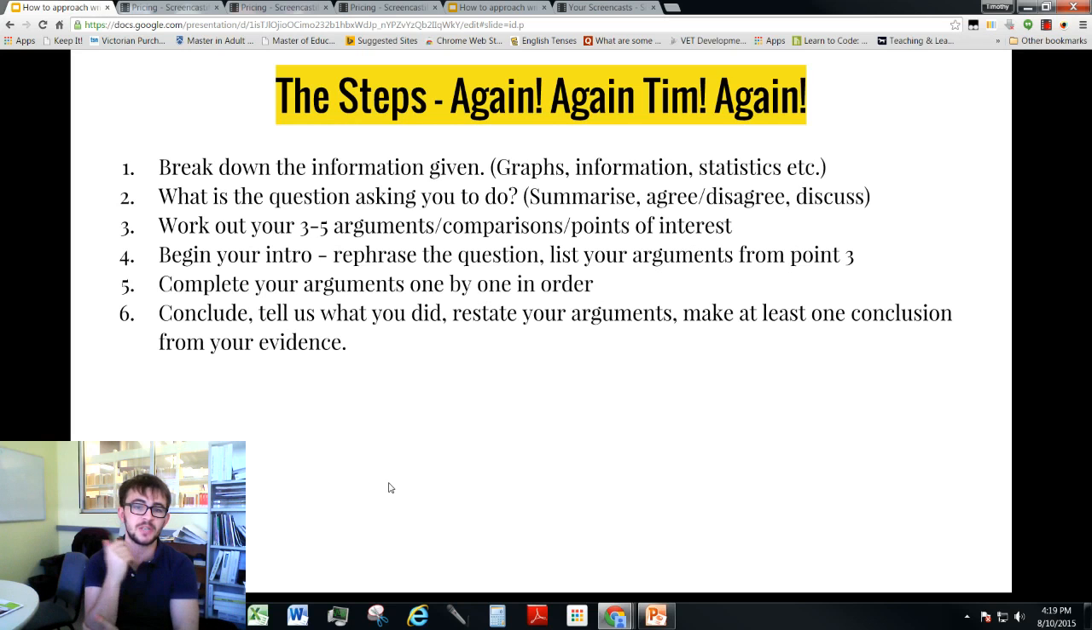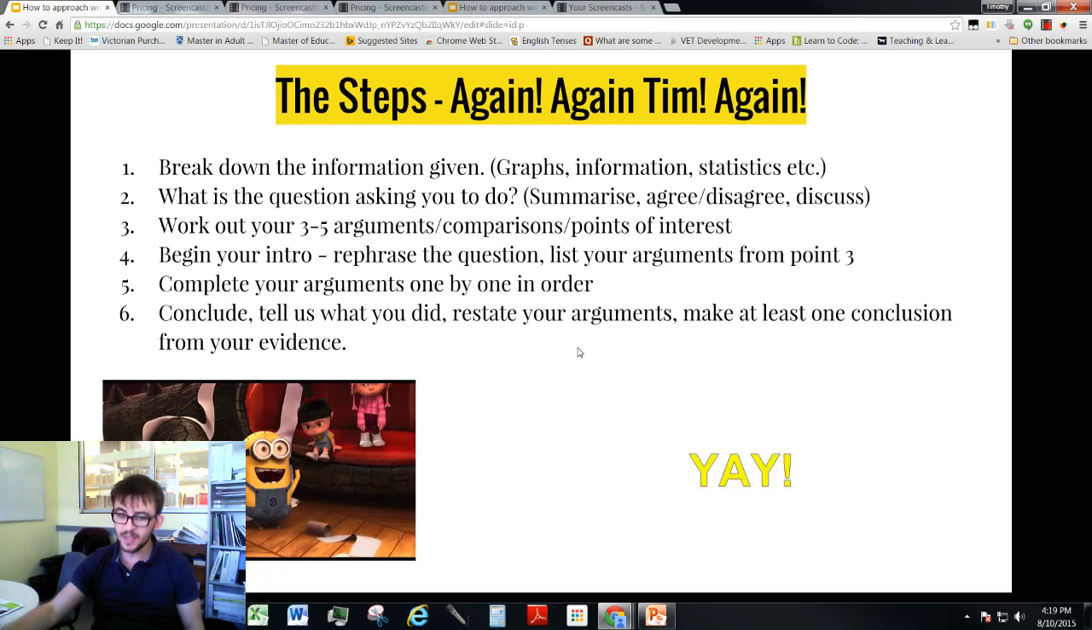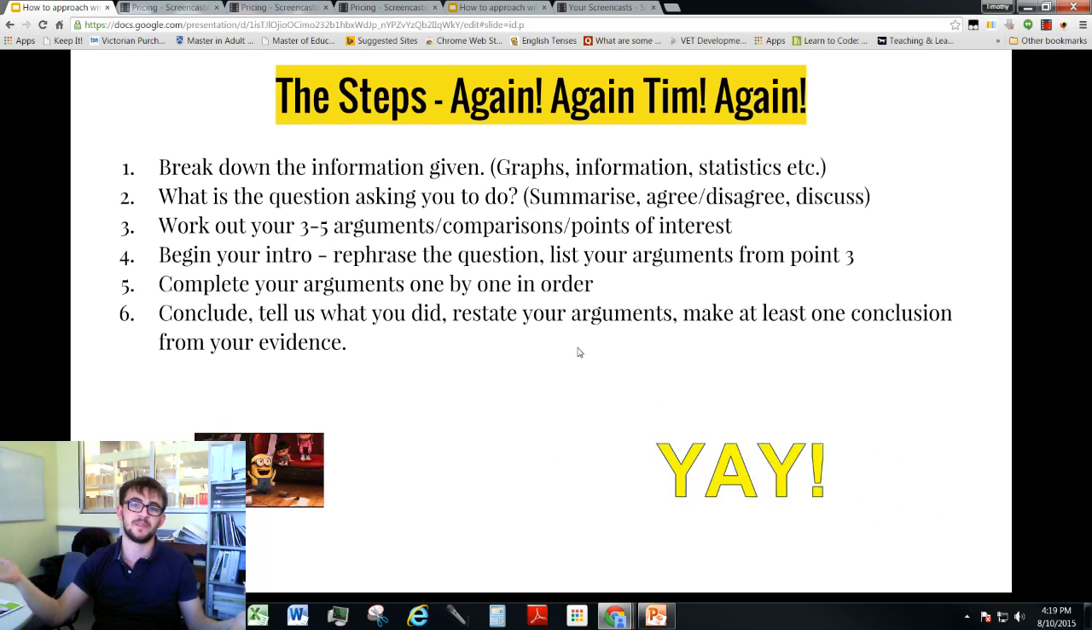Begin your introduction by rephrasing the question and listing your arguments from point 3. Complete your arguments one by one in order. Keep some order, keep some cohesion. And then conclude. Tell us what you did. Restate your arguments and make at least one conclusion. You can make more than one conclusion. You are more than welcome to, but make at least one. And if you do this, happy times.